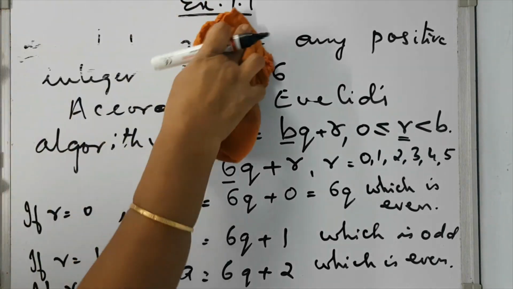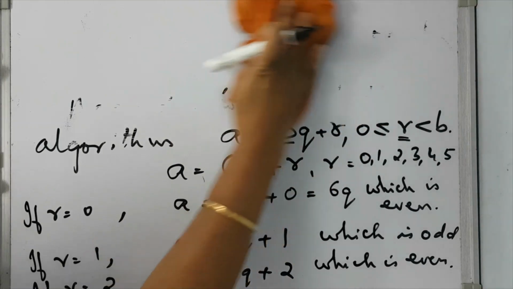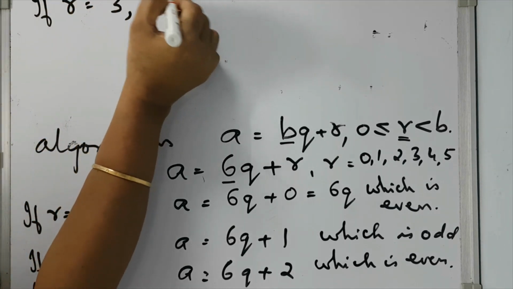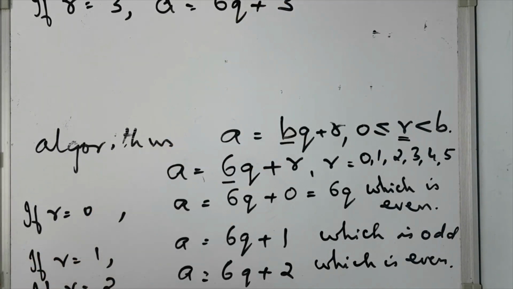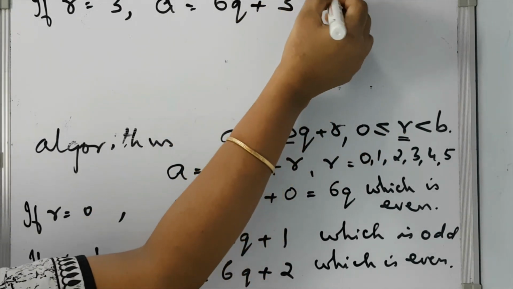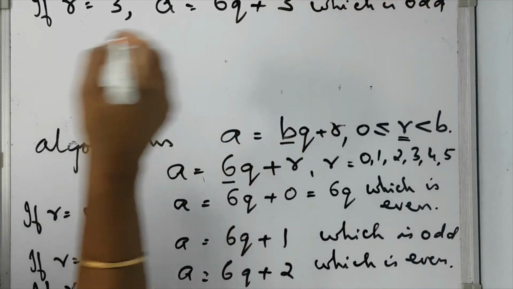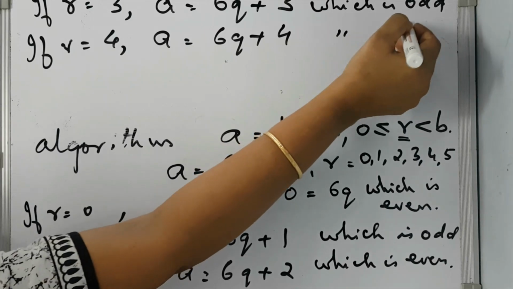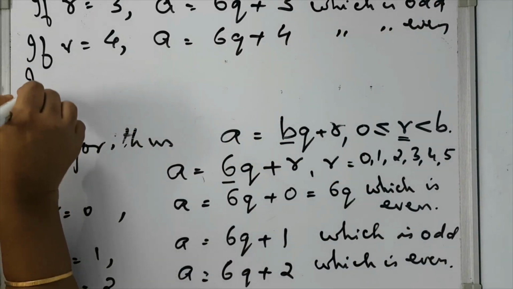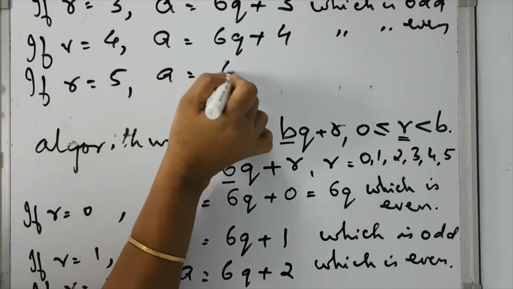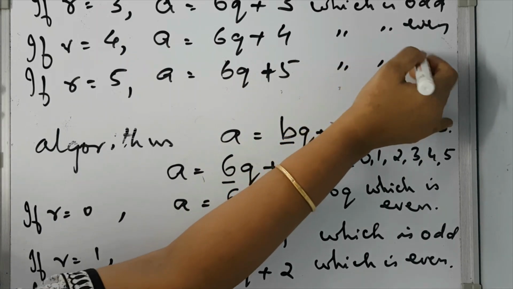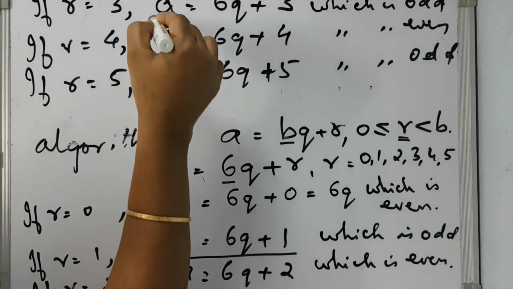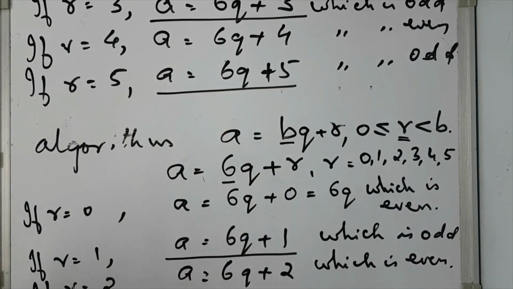And if r equals 3, a will be 6q plus 3. You know, even was done, so next will be odd, which is odd. If r equals 4, a is 6q plus 4, which is even. You know, till 5 we have to do. If r equals 5, a equals 6q plus 5, which is odd. Now you see where all the odd ones came. When r equals 1, this is odd, this is odd, and this is odd. Read that question.